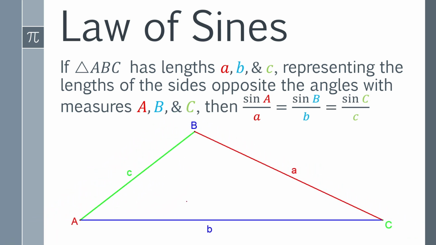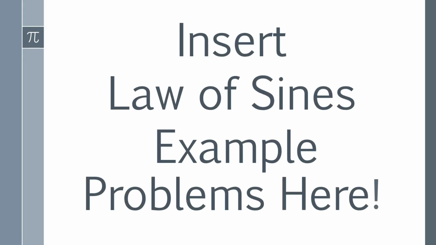If triangle ABC has lengths a, b, and c representing the lengths of the sides opposite the angles with measures A, B, and C, then the sine of A over a is the sine of B over b, which is the sine of C over c. You'll notice with the color coding that it's always the side opposite the angle. So let's do some example problems and this will make more sense.